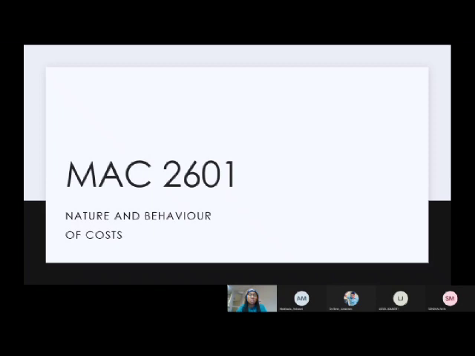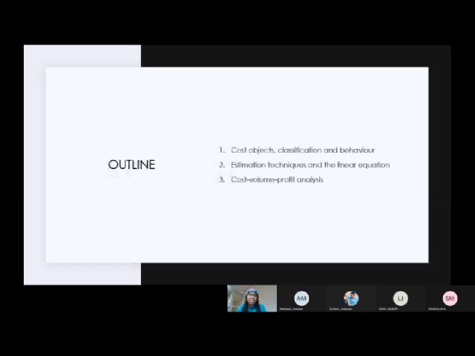Within this chapter, there's cost objects, classification, and behavior. We're going to look at that. And then there's a unit where we look at estimation techniques for you to be able to classify your cost. And then there's cost, volume, profit analysis. We're going to look at all these three, and then there might be certain activities that we look at just to make sure that you understand and follow.